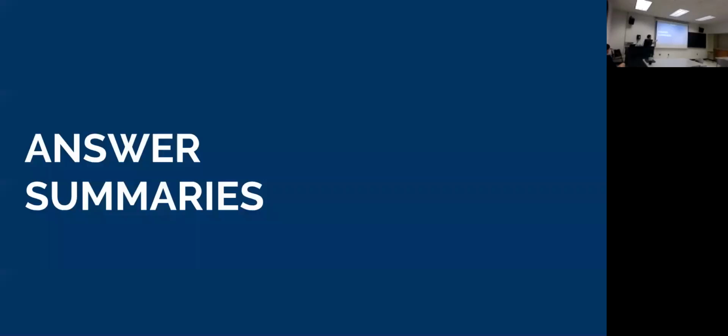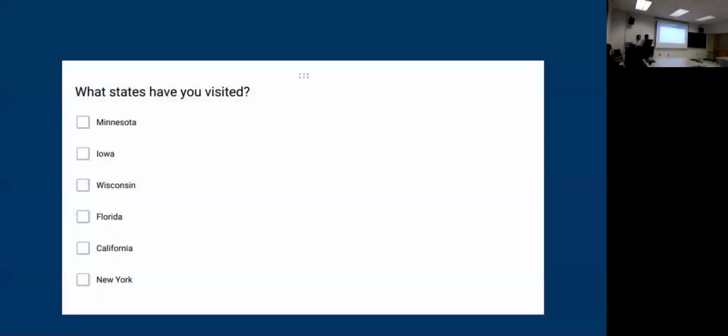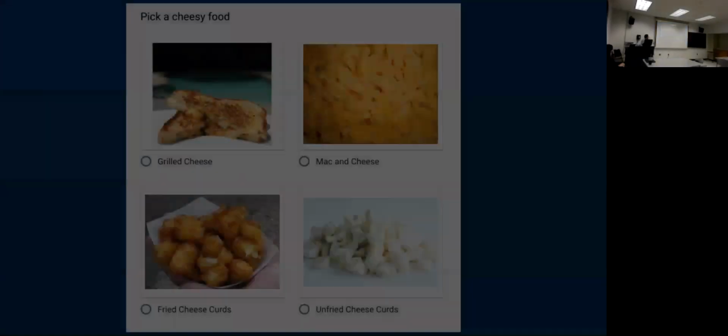Answer summaries. Once you've filled in a form, this is the short answer view you'll see. And like I said before, when we're in Google Forms, right here you'll see questions. That's where all the questions are built. I click on responses, and I can see a summary or individual. And this is what a checkbox question looks like in the question side, and this is what the answers look like. So it'll automatically create nice tables, graphs, etc., depending on the data.